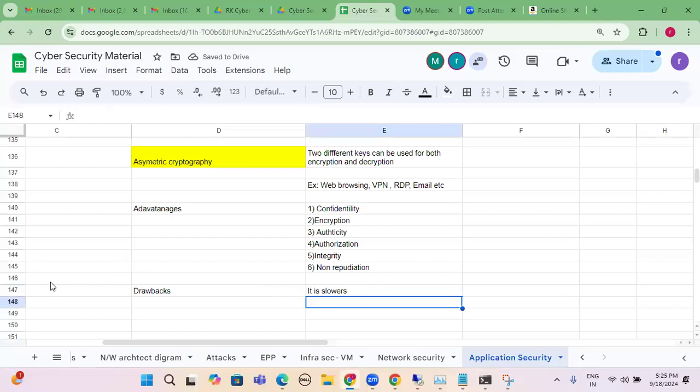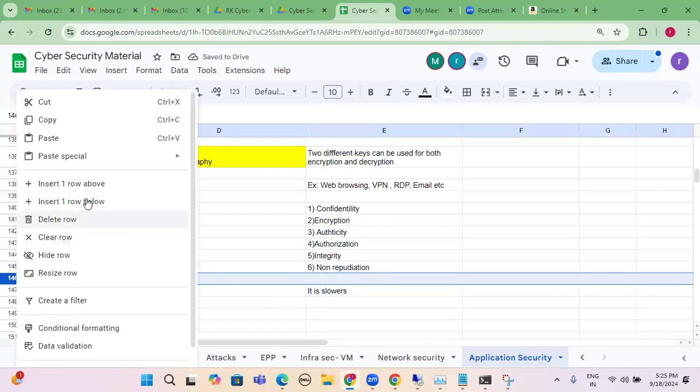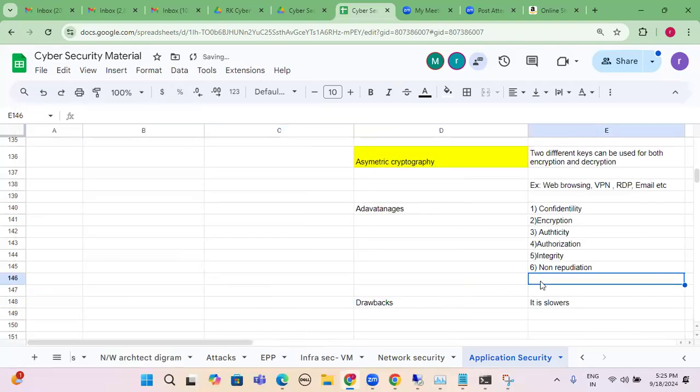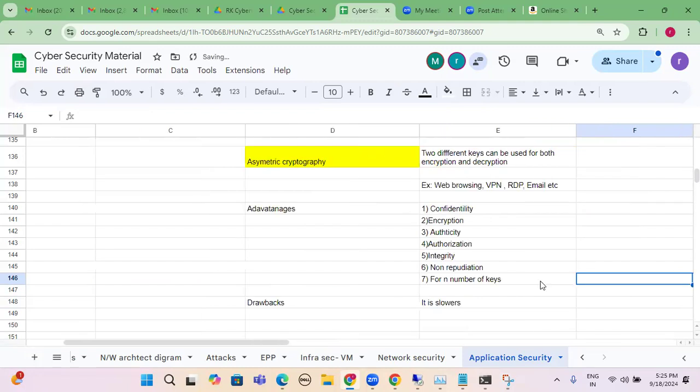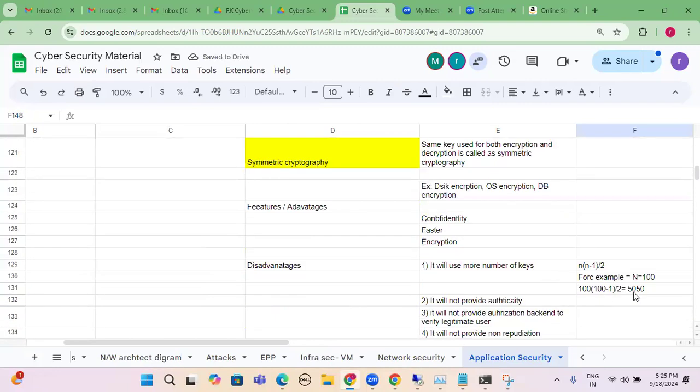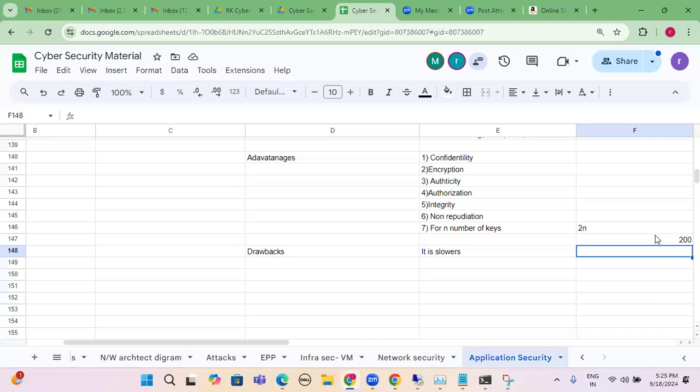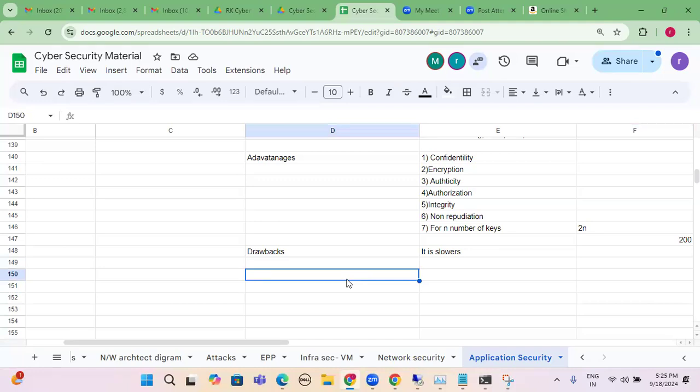And one more advantage I will provide here. For n number of keys, what is the formula? 2n. For example, if you want to exchange 100 keys, instead of n we need only 200. But on the symmetric side, we need 4950. On the asymmetric side, only 200 is fine. So now we can make a comparison between these two in tabular format.